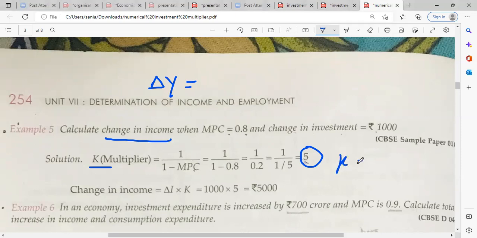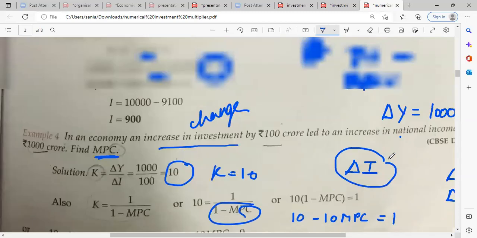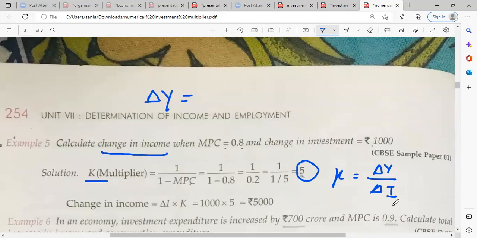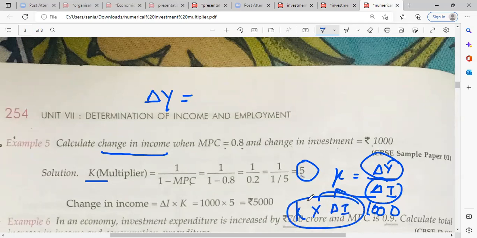See, your K is delta Y divided by delta I. What is the formula? K is delta Y divided by delta I. Over here, you have to find this. Delta I is 1000. So of course, delta I will go to the other side. So it will be K multiplied by delta I. So your answer will be 5000. Clear?